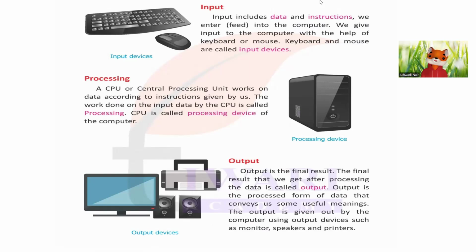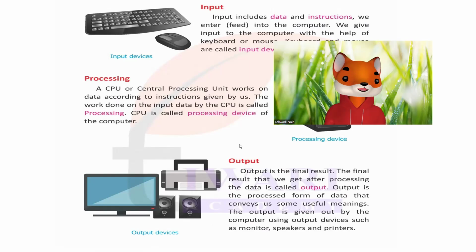A CPU or central processing unit works on data. On what will it work? It will work on data, according to the instructions given by us. Now, who is giving that instruction? We are giving that instruction. So, who are we? We are the user. The work done on the input data by the CPU is called processing.